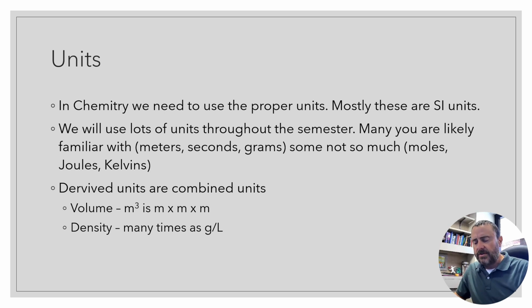Then we also have some other units that we call derived units. Derived units are where we've got combined units. If you've got the volume of something, that might be meters cubed, which is meters times meters times meters, as shown down here. Or the density of something. Notice that density has two different units in it: grams over liters. Density could also be in grams over milliliters or some other units, but it has multiple units in it, and those are things we call derived units.